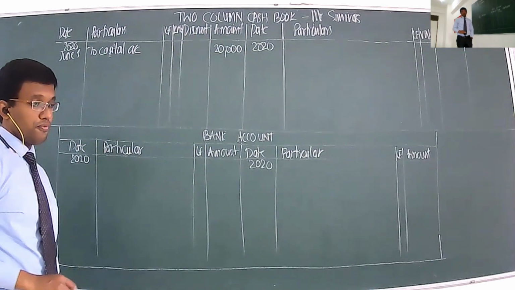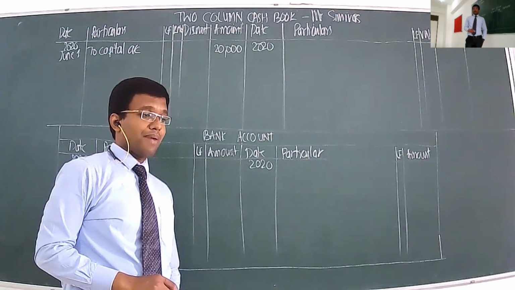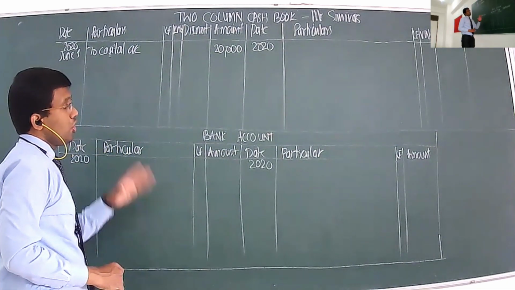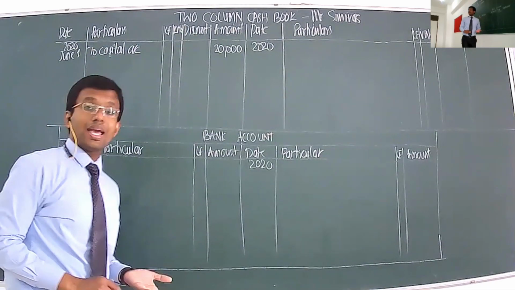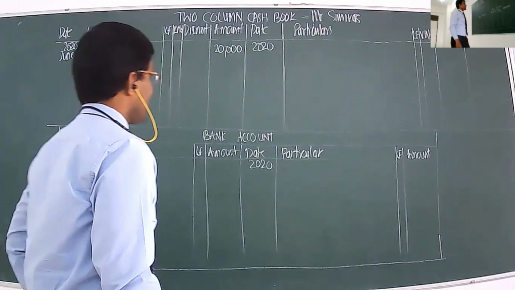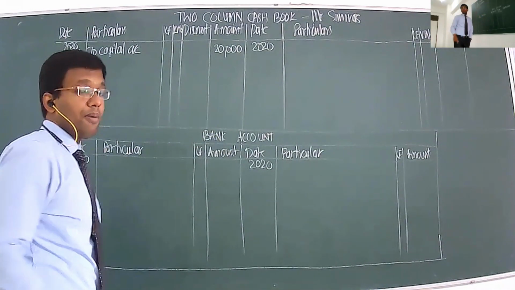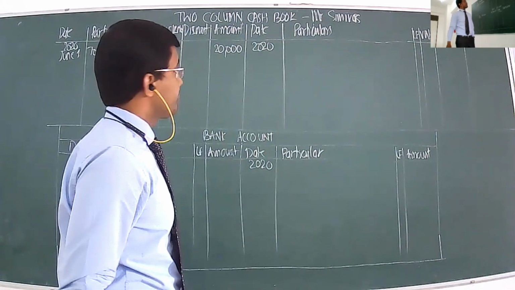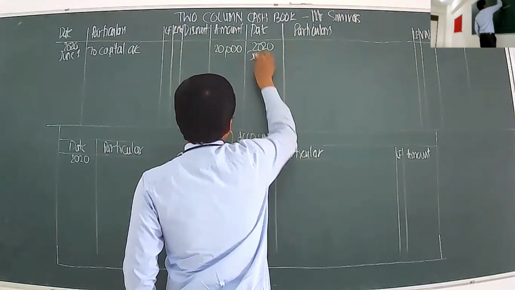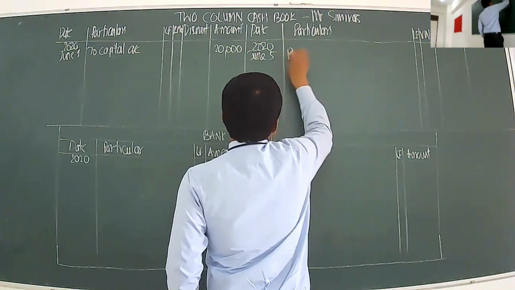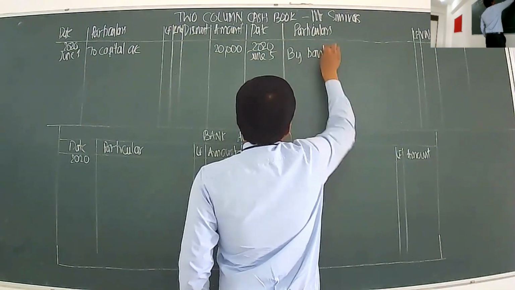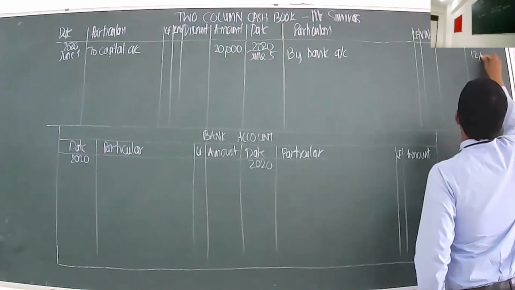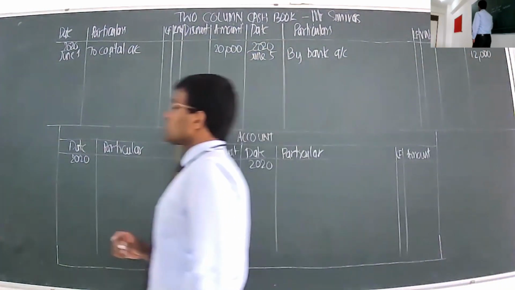June 5th: opened a current account with Canara Bank and deposited rupees 12,000. What is happening here is you are taking some cash from your business, going to Canara Bank, and opening a current account there. When you open a bank account with cash, cash would be going out. So June 5th, by bank account, and the amount is 12,000.